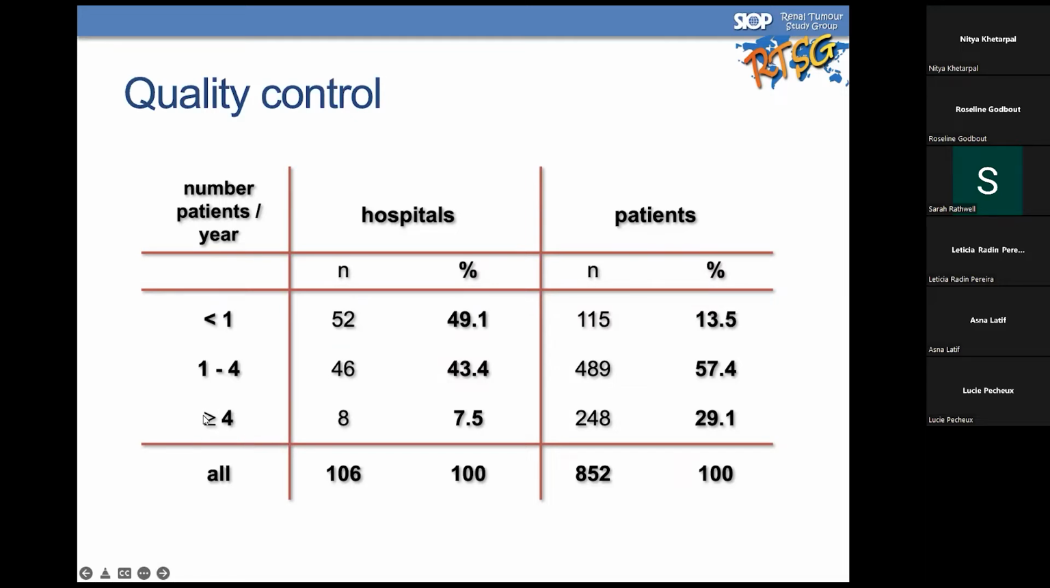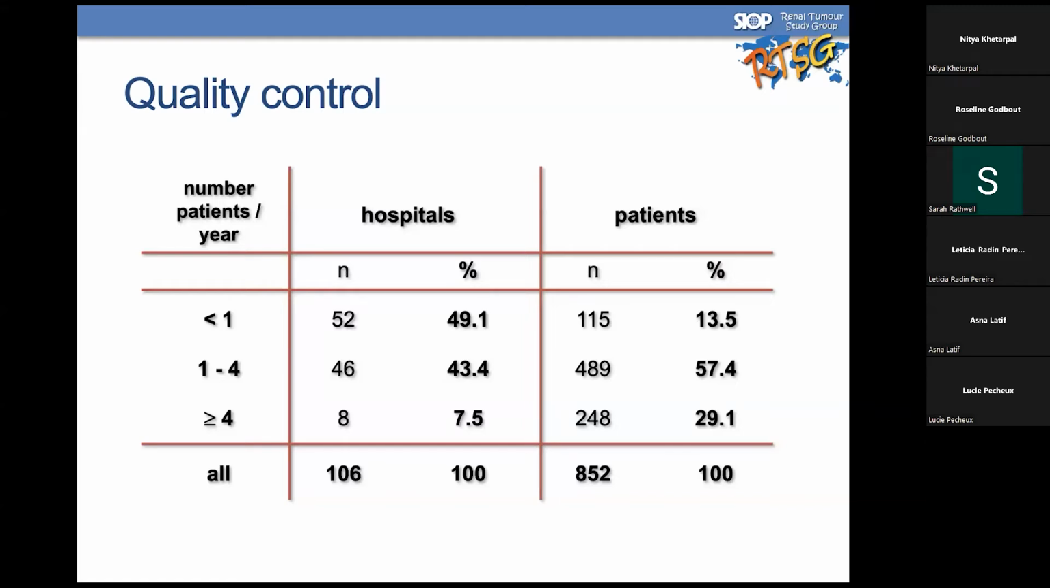And you can ask, how experienced are those hospitals? And half of our hospitals treat less than 1 patient a year. If you count the numbers, you see this is just 13% of all patients, whereas most of the patients are treated in hospitals treating 1 to 4 patients a year. And the question is whether they all behave the same for patients.